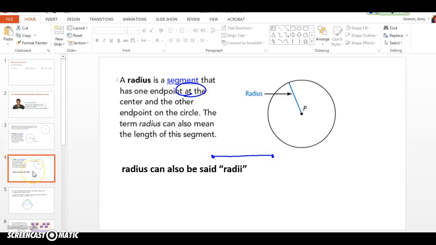Okay, then we have a radius. And a radius is just halfway across the circle. So they start in the middle, they go out to the edge. That is a radius. Sometimes you're going to see it be said radii. So one is plural, one is singular, but you can hear it radii or radius. That's it. Across or half. All right.